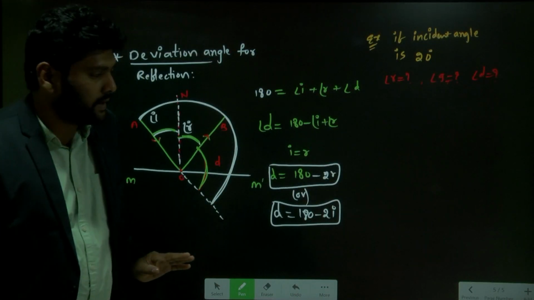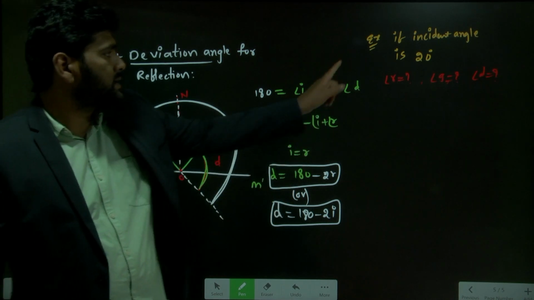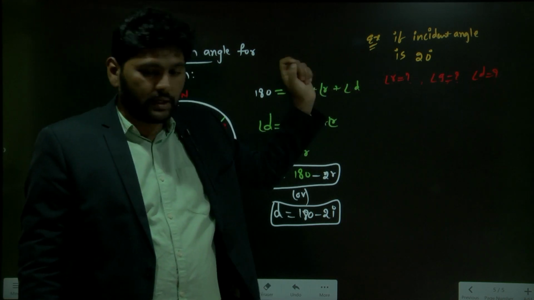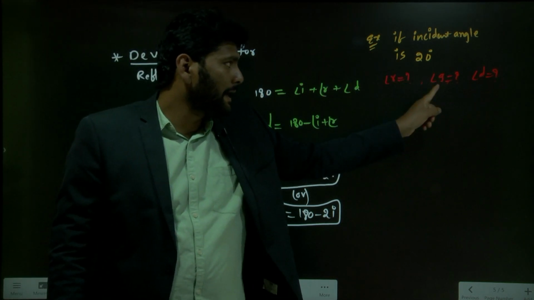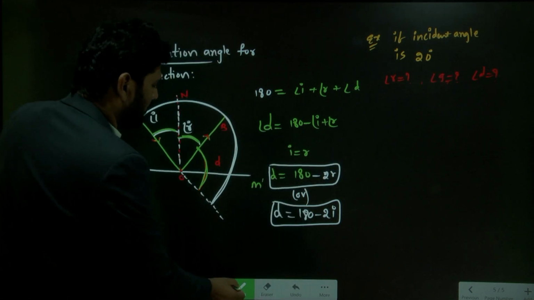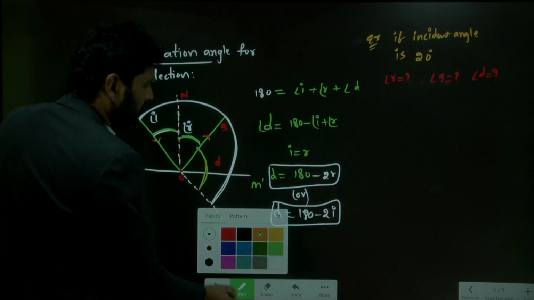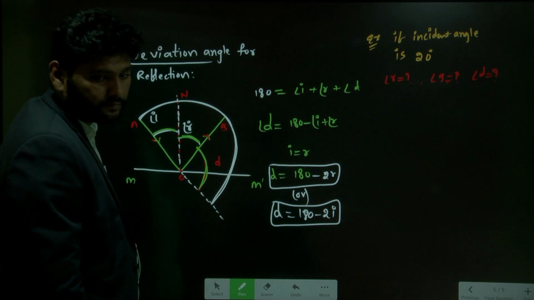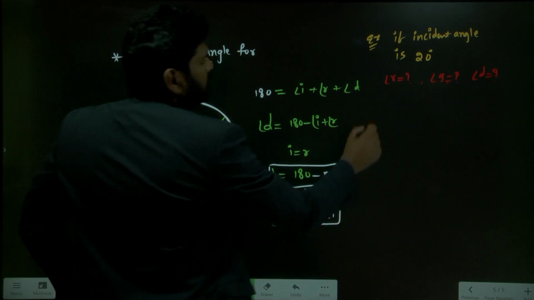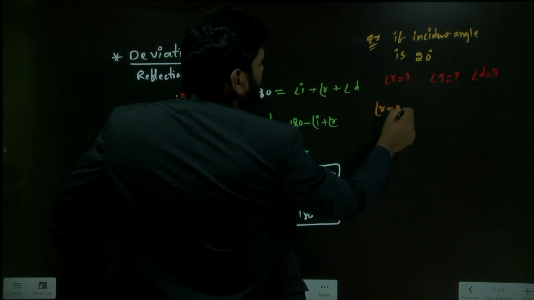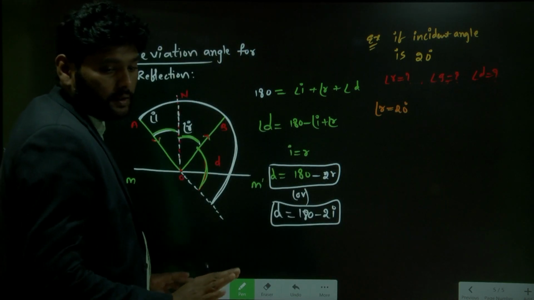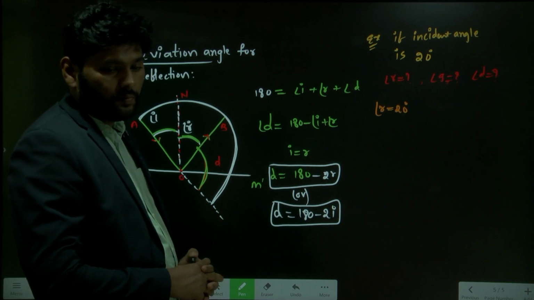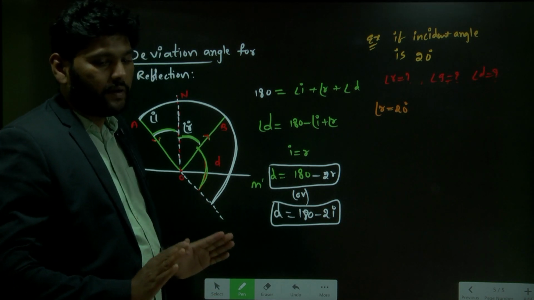If the incident angle is 20 degrees, what are the reflected angle, glancing angle and deviation angle? First, how much is the reflected angle? The reflected angle is 20 degrees. Very good. Why? Because the incident angle and reflection angle are equal according to the first law.